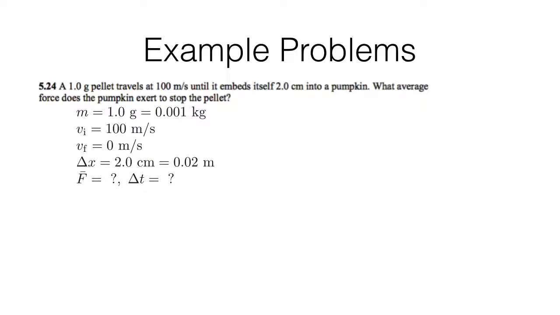And the last problem is about a pellet that travels at a speed and then it embeds itself into a pumpkin. And we're asked to find the average force exerted by the pumpkin to stop the pellet. So the given information is the mass of the pellet is 0.001 kilograms. The initial velocity is 100 meters per second. It comes to a stop in the pumpkin, so the final velocity is 0 meters per second. We're told how far it embeds into the pumpkin, 2 centimeters, which is 0.02 meters, and we need to know the average force.